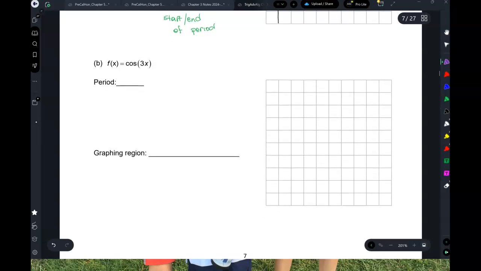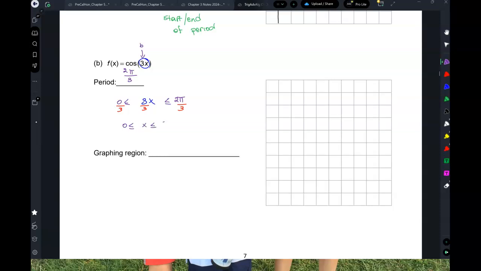So let's take a look at this one. Now I have cosine 3x. The period is 2 pi over the b, which is 3. So 2 pi over 3 is the period. For the graphing region, again, I go between 0 and 2 pi. What am I going to put inside? 3x. Now, divide by 3 to get x alone. So I get 0 less than or equal to x less than or equal to 2 pi over 3. For now, until we change it.